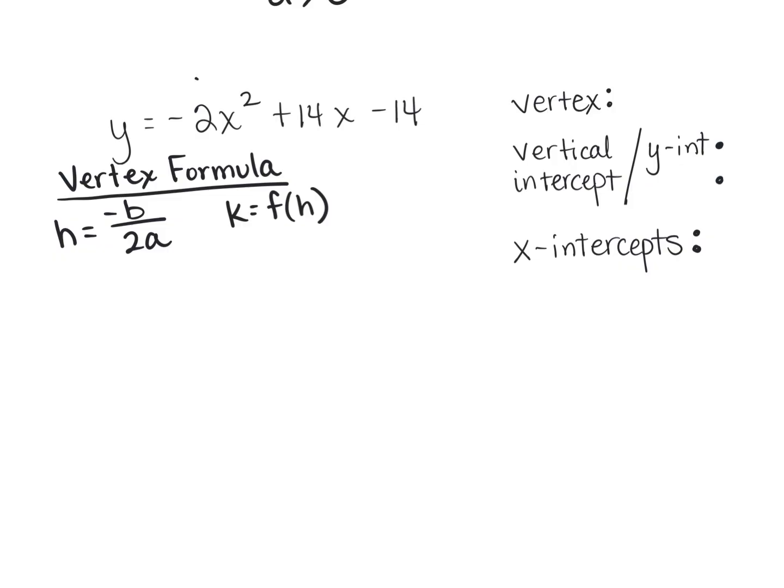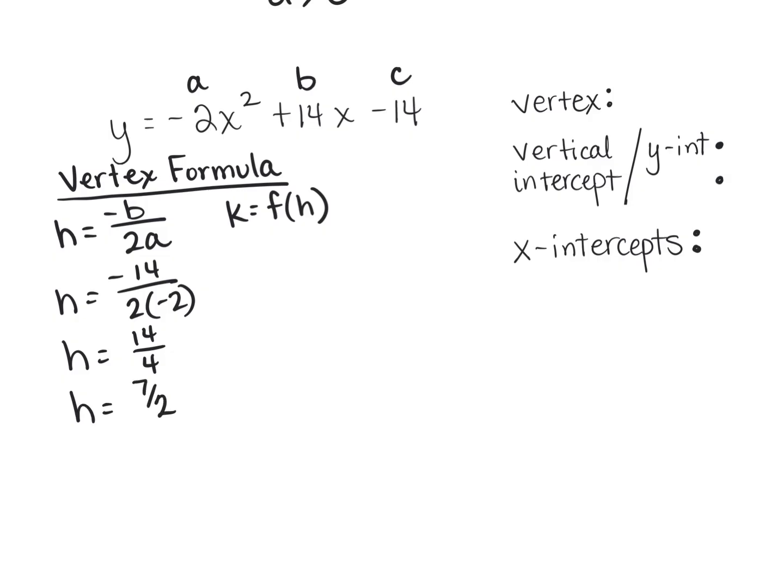So in ours, we have a is negative 2, b is positive 14, and c is negative 14. So h is equal to negative 14, and then I have 2 times negative 2. So I have h is equal to 14 over 4, because the negatives cancel. So that's going to reduce to an h value of 7 halves. So then we come up and we find out what k is.